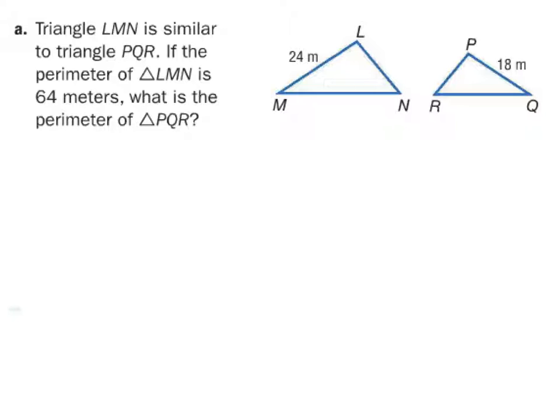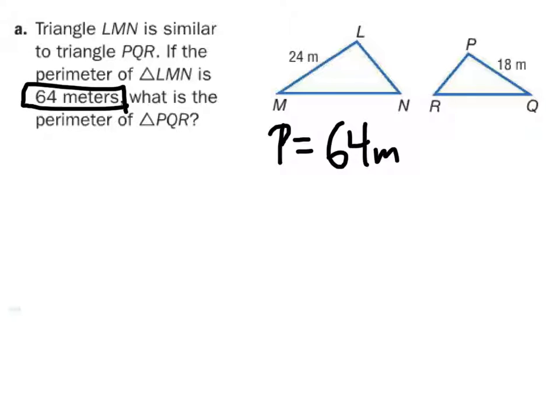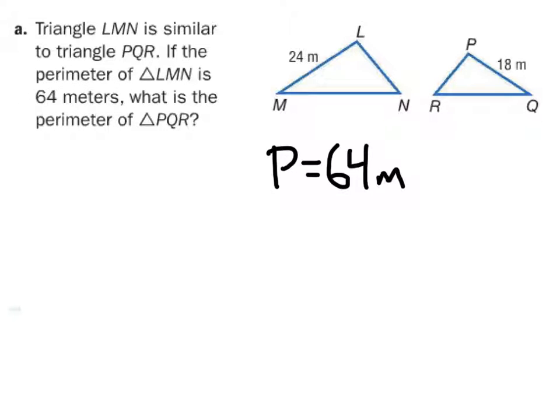All right, so in this one, it's going to give us a couple values as well. And it doesn't tell us out here, but the perimeter of LMN, it says right there, is 64 meters. Okay, I'm just looking right here. It says that they're similar, so we can make a couple assumptions, and that is that the angles are congruent and the side lengths are proportional, okay? So from here, notice it only gave me one value, but not only that, LM and PQ are corresponding parts, okay? So these two side lengths are corresponding.